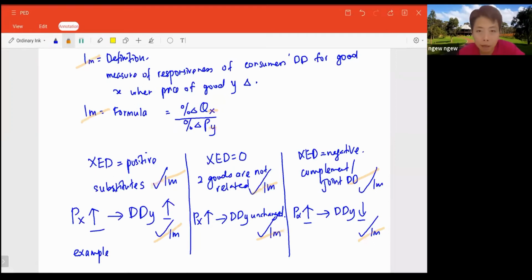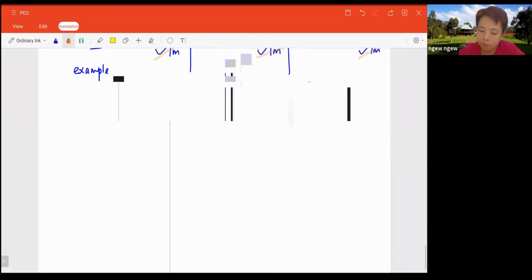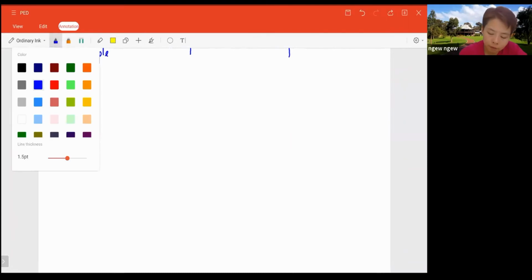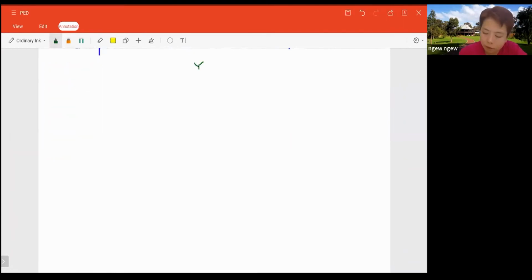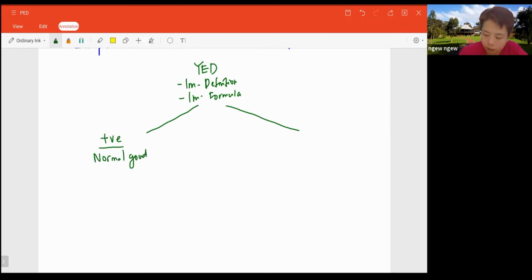Likewise, if you are doing an 8 marks question using YED to distinguish goods and services, the same method of marking applies. So let's say you're asked to use YED, income elasticity of demand, to distinguish different types of goods and services. 1 mark is given to the definition, 1 mark is given to the formula. This is standard. And next, when YED is positive, it shows normal goods. Again, identifying the sign and the types of goods and services. When YED is negative, it shows inferior goods.